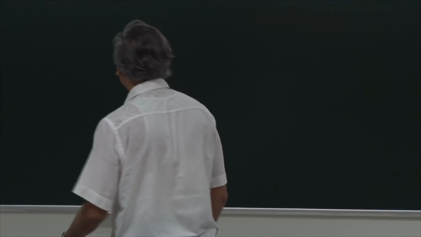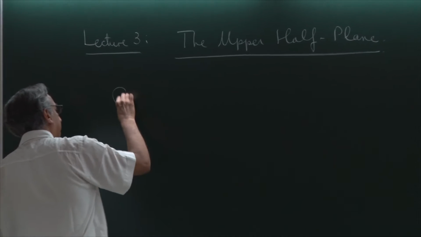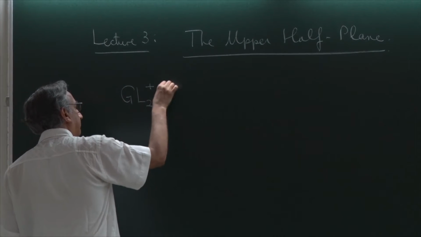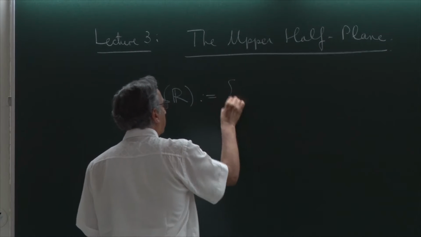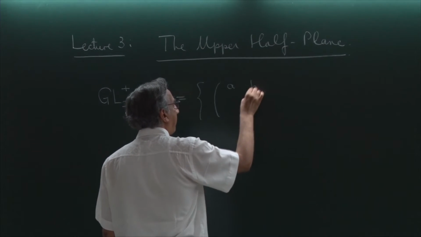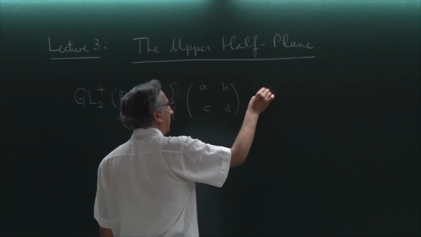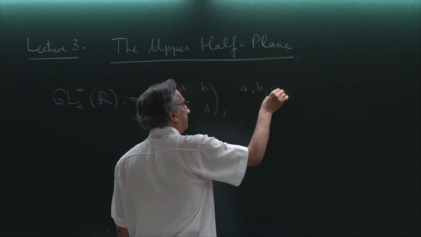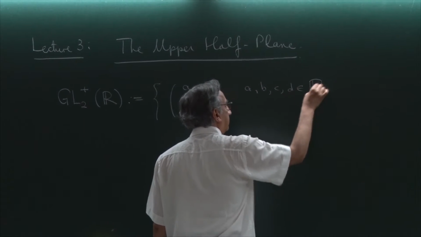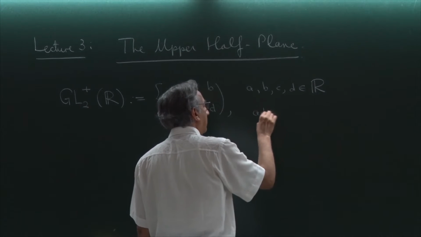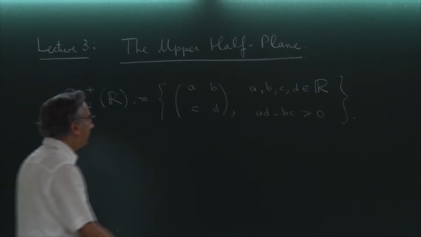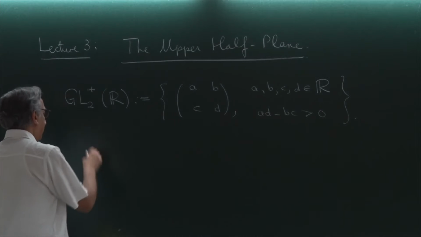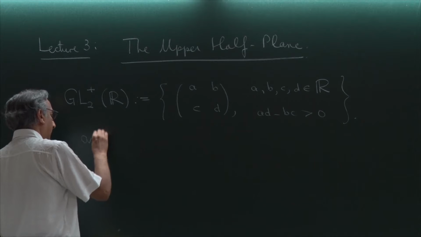All right, so let me introduce this group, GL2 plus R. It consists of all matrices A, B, C, D with real entries, and AD minus BC is positive. So you can verify that that's a group. And GL2 plus R acts on the upper half space.